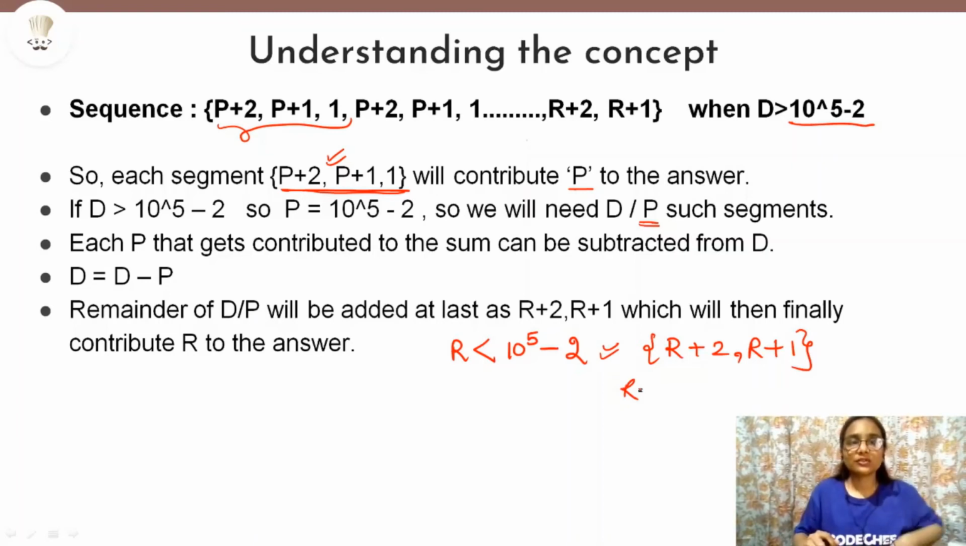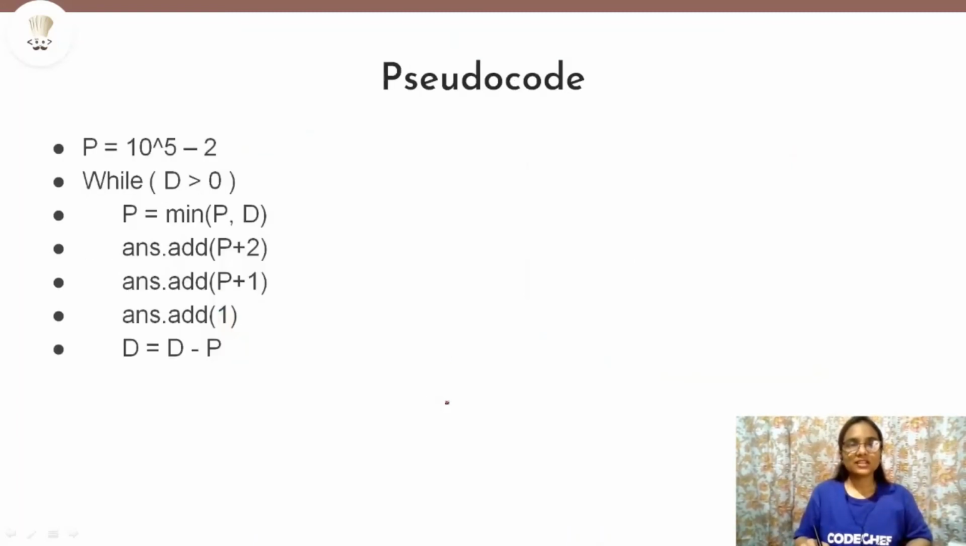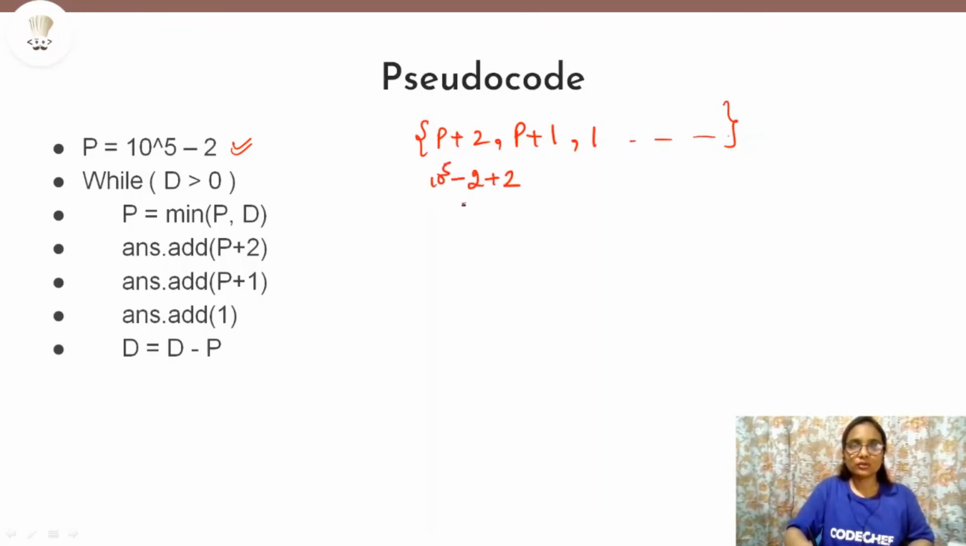Now let us discuss the pseudocode. The pseudocode is pretty simple, guys. First, we are supposed to take p equals 10 to the power 5 minus 2, because that is our upper limit, as our segments were p plus 2 comma p plus 1 comma 1 and so on. So this p plus 2 will be 10 to the power 5 minus 2 plus 2, which equals 10 to the power 5, which the elements cannot exceed in our sequence. That is why we are taking the highest value each segment can contribute, which is 10 to the power 5 minus 2.